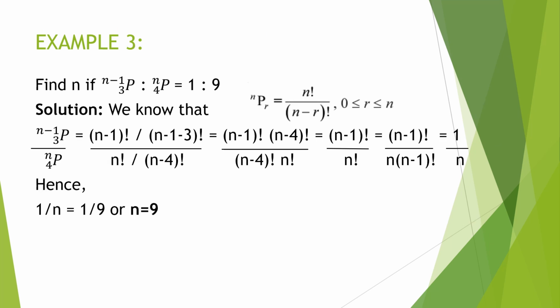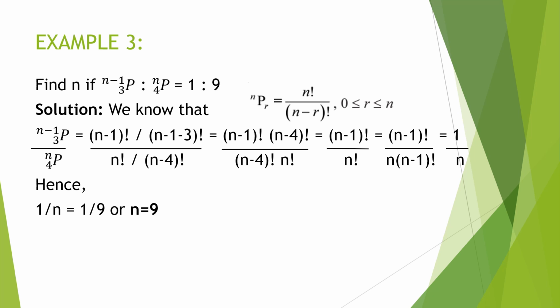Example 3. Find n if (n minus 1)P3 is to nP4 is equal to 1 is to 9. Now this is a simple application of the formula. We know the formula for nPr is n factorial upon (n minus r) factorial. So if we simplify the numerator (n minus 1)P3, it will be (n minus 1) factorial upon (n minus 1 minus 3) factorial. Similarly, we simplify the denominator. So now what we have is (n minus 1) factorial into (n minus 4) factorial upon (n minus 4) factorial into n factorial. (n minus 4) factorial gets cancelled out.